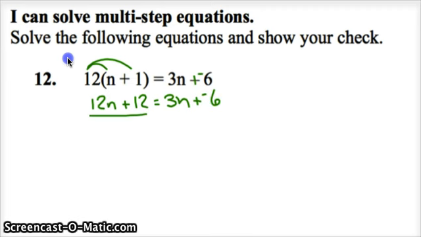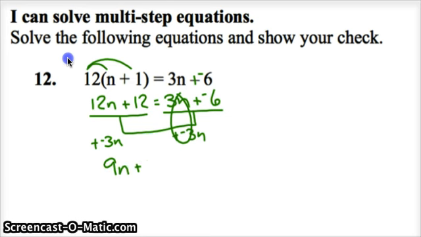Now I can balance. I have my two sides. I want to get my n's together first, so let's remove 3n's from both sides. So I'll add a negative 3n to both sides. That becomes a 0. This now is just 9n plus 12 equals negative 6.